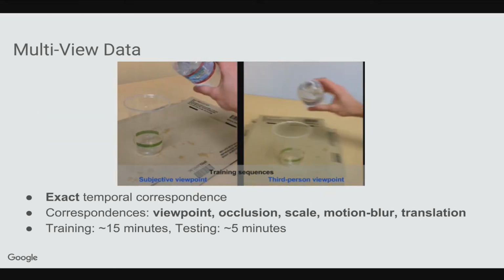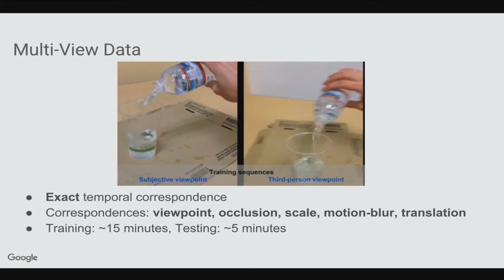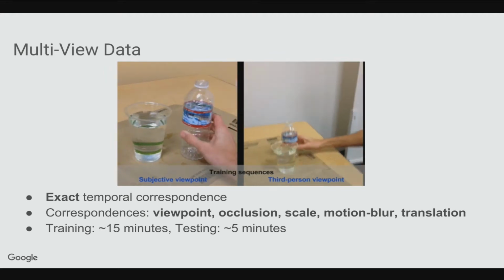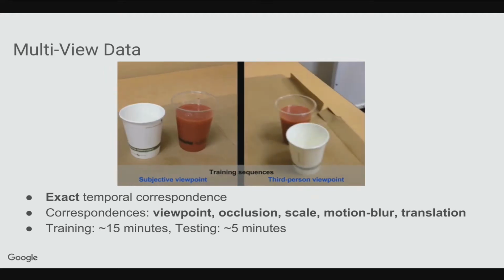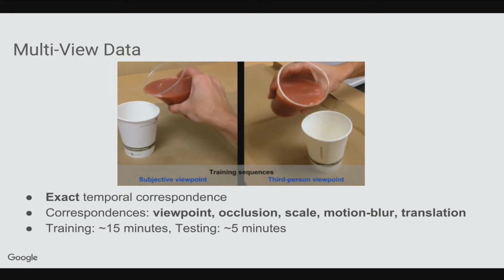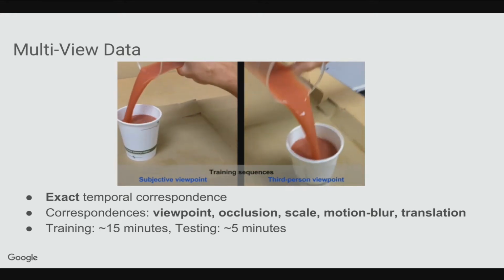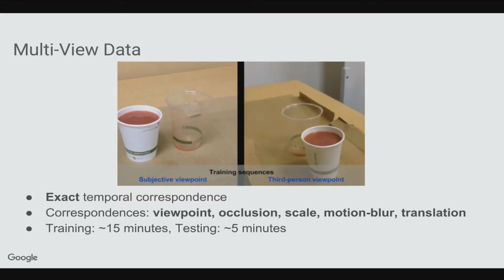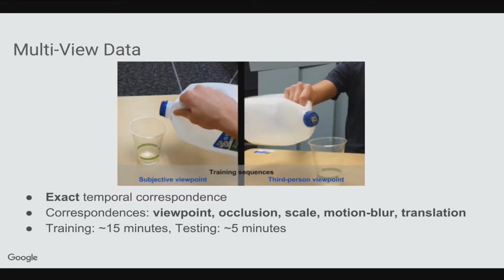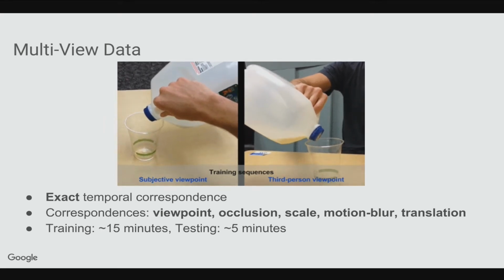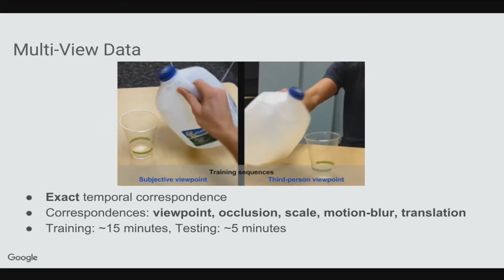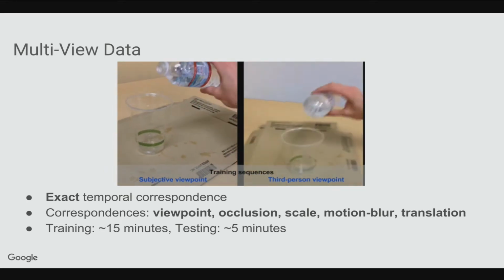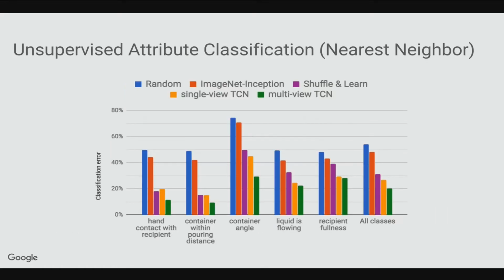So the data ends up looking like this. You have two different viewpoints of an action being performed. In a sense, it's very crappy data. It's very noisy, there is no calibration, there are occlusions, there is motion blur. It's taken using a handheld camera, so there's really not much calibration going on in the setup. It's very cheap. You only need 15 minutes for training, and we have 5 minutes for testing. So it's something very manageable from a practical standpoint.